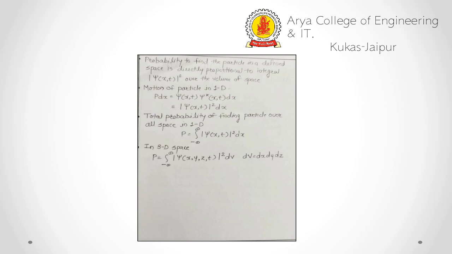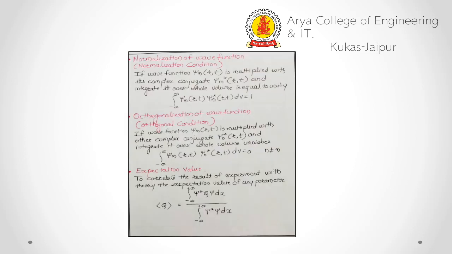This we can apply to three-dimensional space. So in three-dimensional space, the probability P is equal to the integration from minus infinity to infinity of mod of psi of x, y, z, t whole square dV, where dV is the volume element dx dy dz.